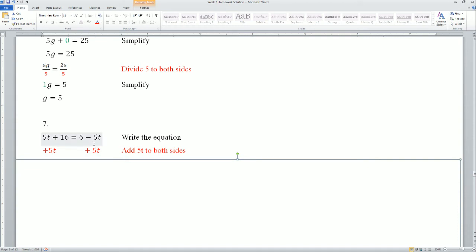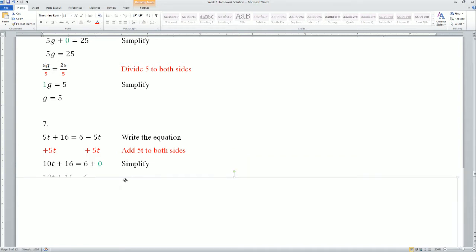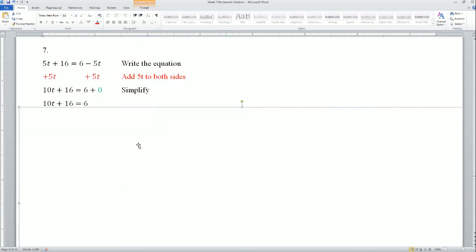Make sure you do that to both sides, the right-hand side of the equal sign and the left-hand side of the equal sign. 5t plus 5t gets you 10t. Nothing happens to the 16, so bring that down. Nothing happens to the 6, so bring it down. Minus 5t plus 5t becomes 0. We don't ever write the plus 0. That's what it looks like after you simplify.